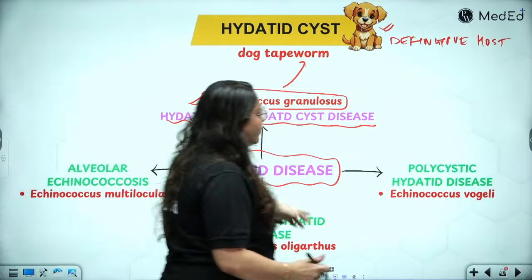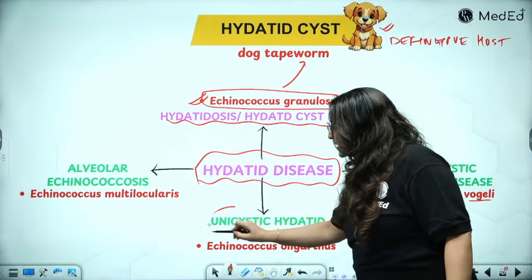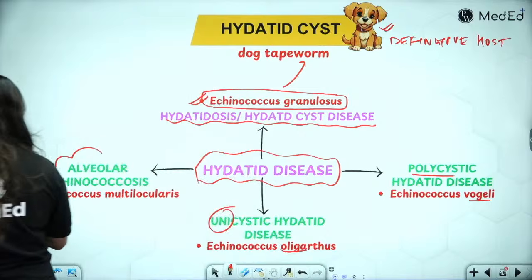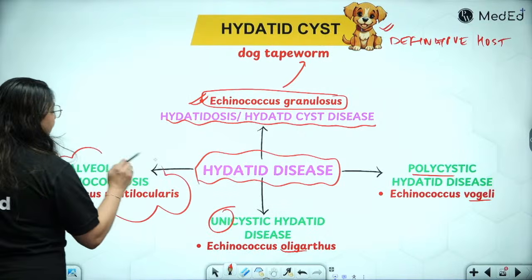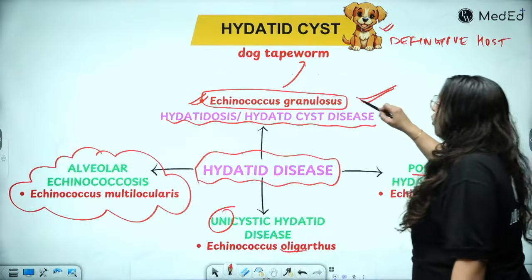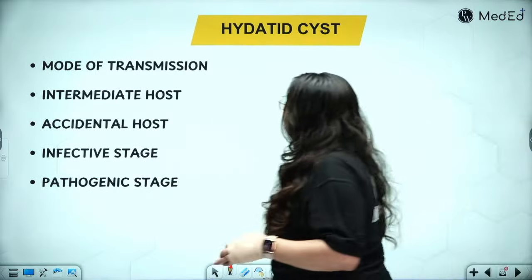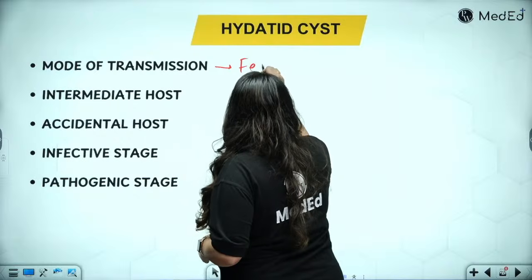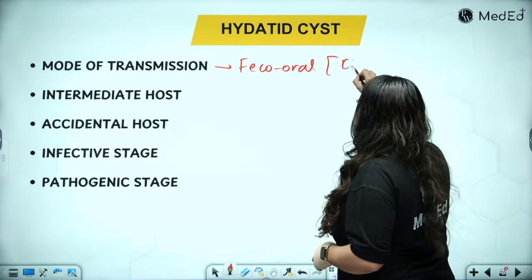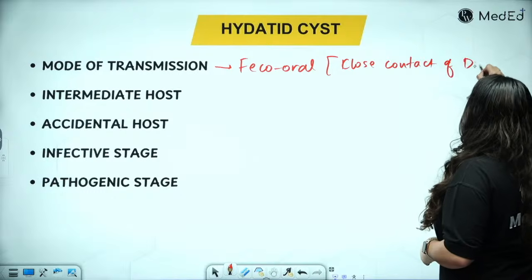Of course, there can be the polycystic disease, which is by Echinococcus vogeli, the unicystic disease by Echinococcus oligarthrus, and alveolar echinococcosis by Echinococcus multilocularis. Okay, multilocularis. But who are we concerned with today? Only and only Echinococcus granulosus. So what is the mode of transmission? Mode of transmission is feco-oral, by coming in close contact with dogs, because it's the dog tapeworm.